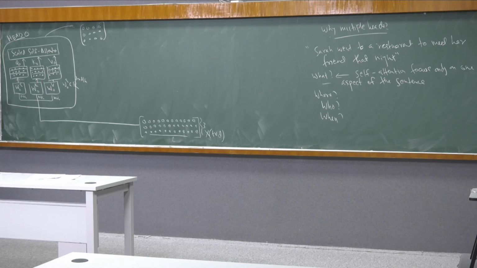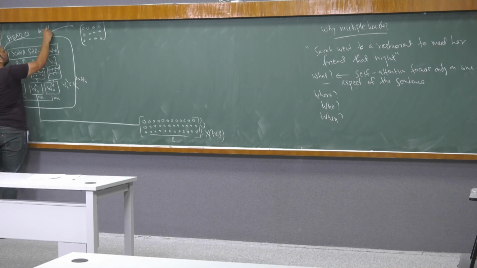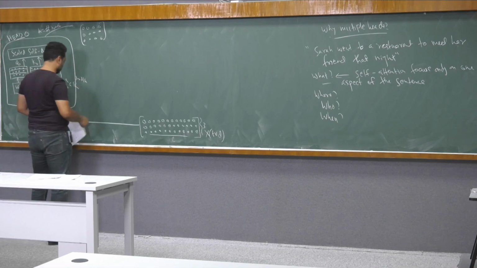So if you do X times WQ, X is T by D, and you multiply with WQ, which is D by H, so the output that you will get will be T by D by H. T is 3, you still have that, and D by H, where H is the number of heads. In this case, let us say there are 3 heads.